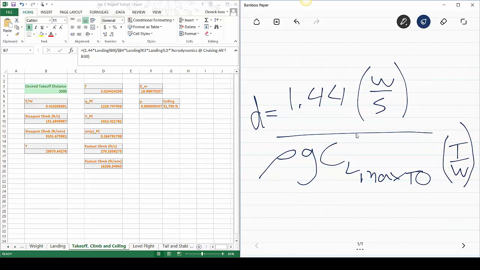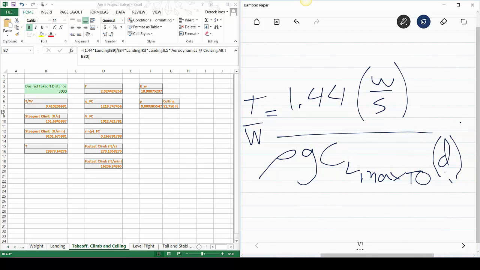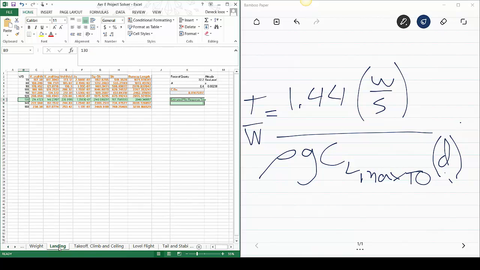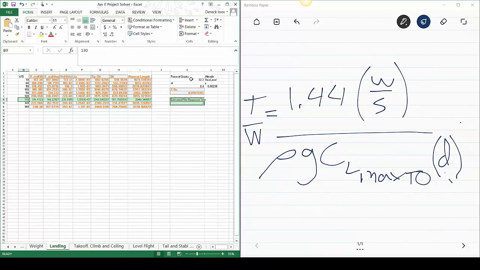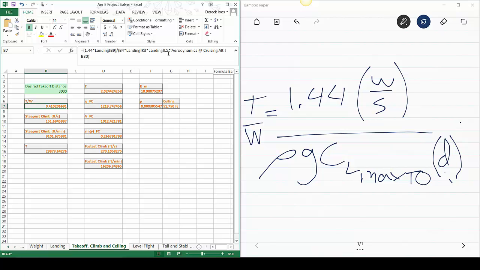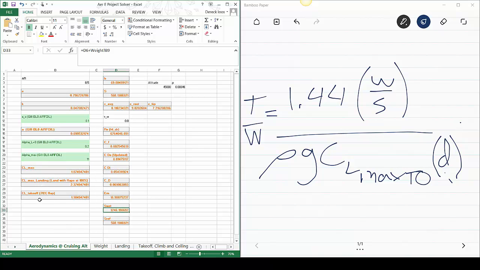Now we'll rearrange this equation so that T over W now takes the place of D. As you can see here in the T over W section of my worksheet, we have 1.44 times landing B9, which is our W over S, divided by B4, which is right here, our takeoff distance, times K3 times K5, which are the force of gravity and L5, which is our rho at sea level, times our aerodynamics at cruising altitude B30, which is our CL max takeoff value right here.